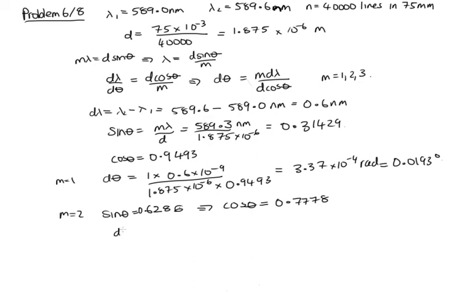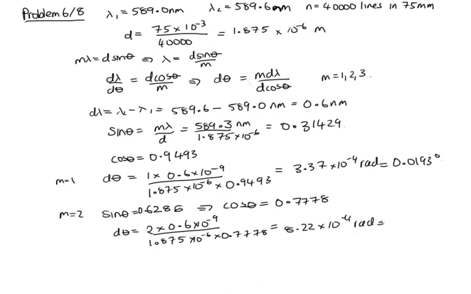And then that tells us that d theta is equal to 2 times 0.6 times 10 to the minus 9 over 1.875 times 10 to the minus 6 times 0.7778. And solving this one, we end up with 8.22 times 10 to the minus 4 radians, which is equal to 0.047 degrees.